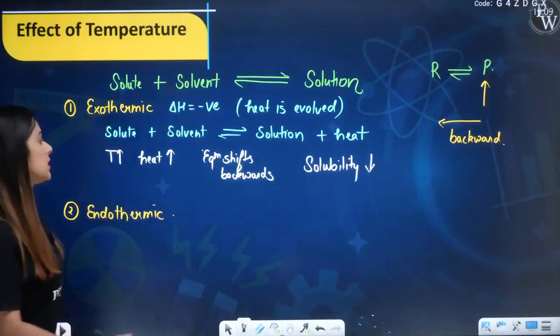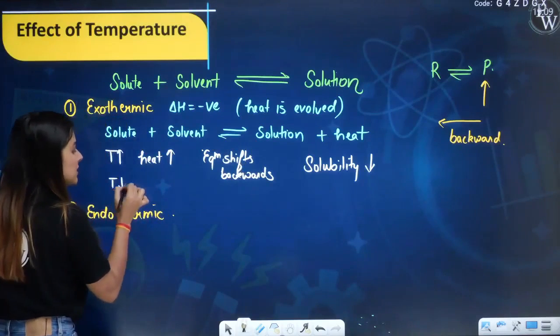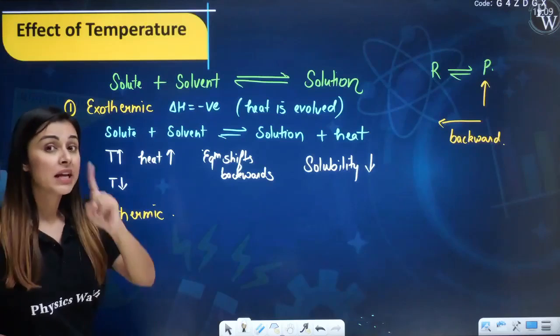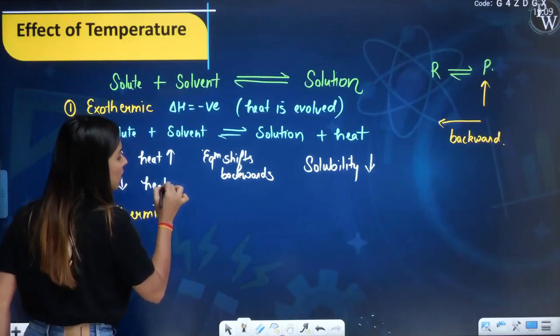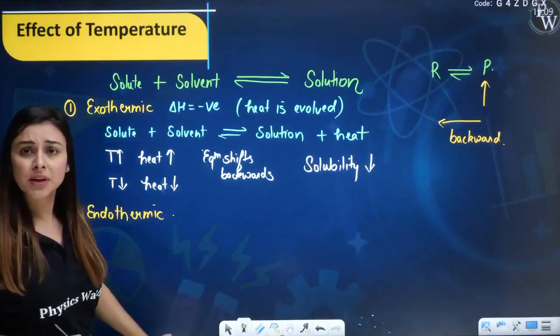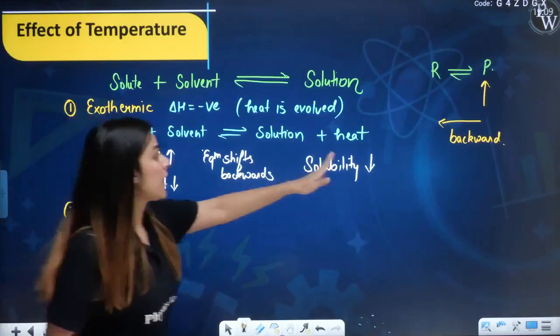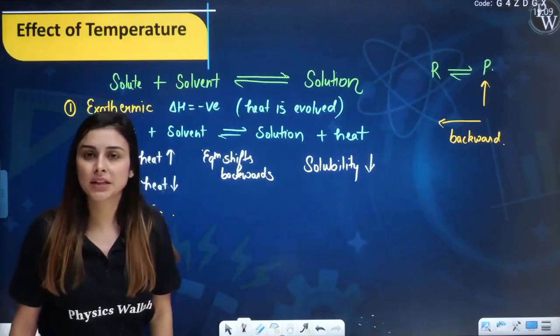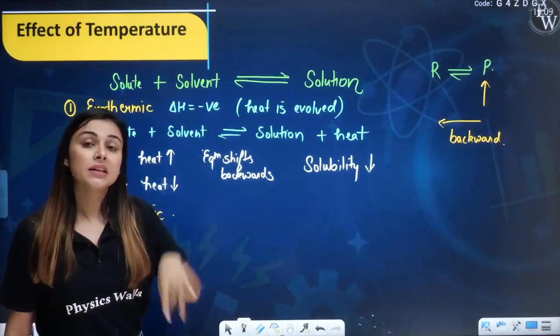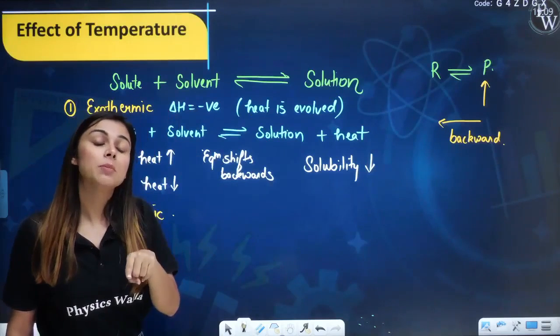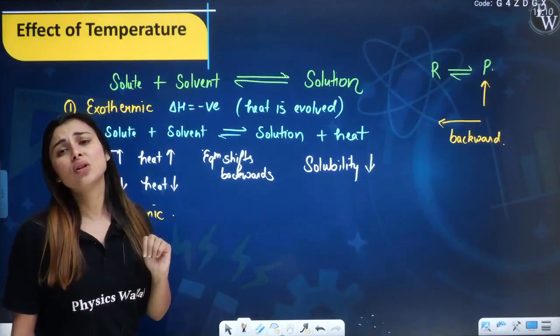Now, let's take the other way around. If you try to decrease the temperature, heat will decrease. This means that you're trying to decrease the heat. This means that you're again trying to disturb the equilibrium. But this time you're trying to disturb the equilibrium by decreasing the product's concentration.